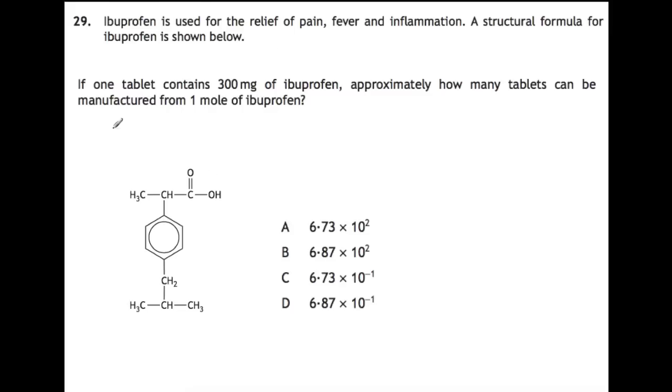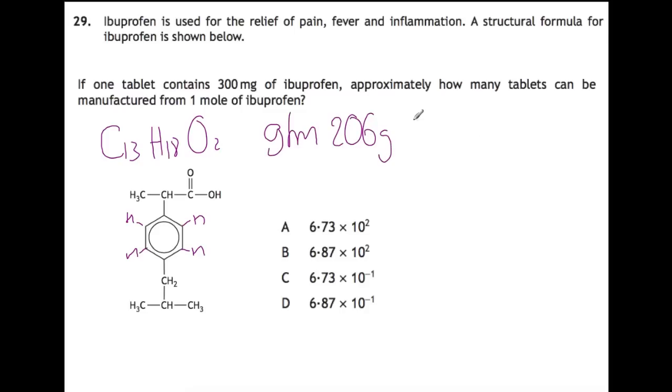So the chemical formula for ibuprofen, if you count it up, is C13H18O2. So remember, when you're using skeletal formula, you can go in and add in the H's here so that you can see everything before you count it. So the GFM of ibuprofen is 206 grams. Now we're working in milligrams here, so if we times that by 1,000 to get that into milligrams, that'll be helpful.